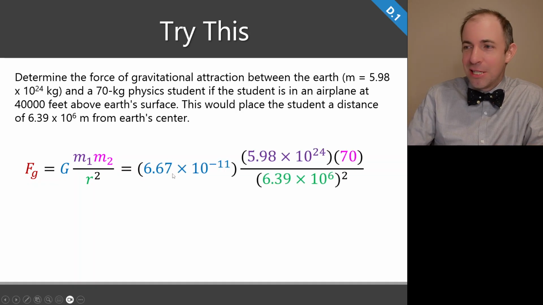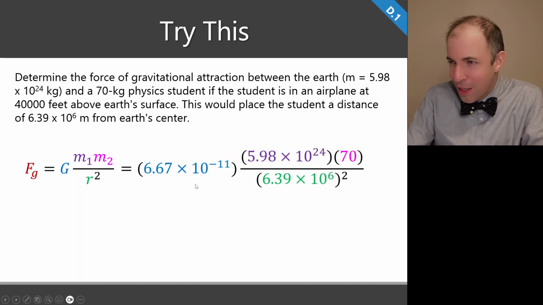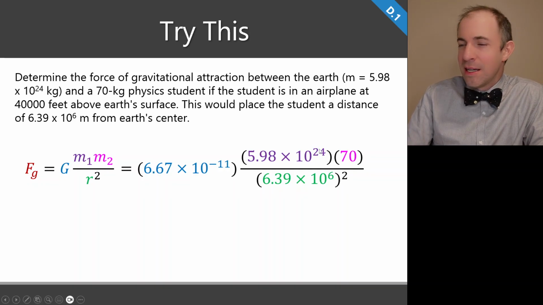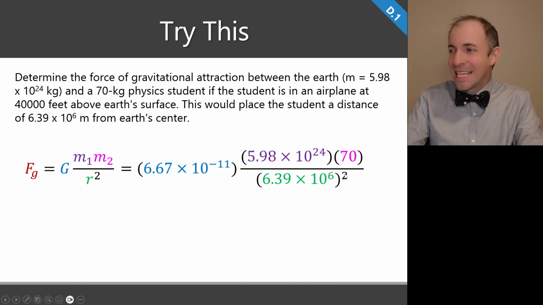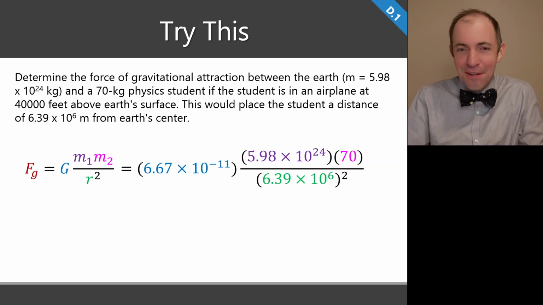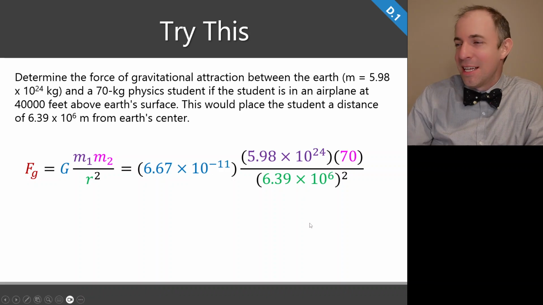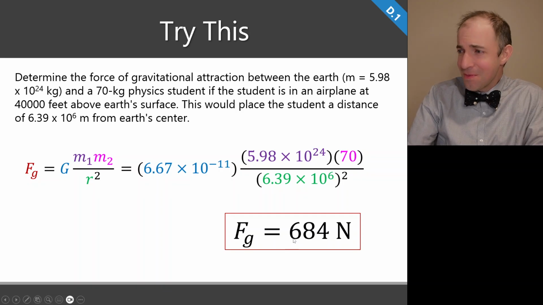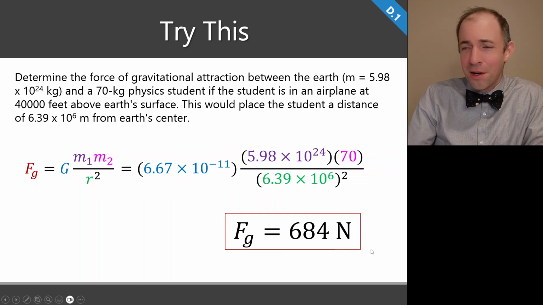Again, big G has a constant value that we can look up, 6.67 times 10 to the negative 11th, times the mass of the Earth times the mass of the student, divided by the distance squared. This one's extra important to make sure you're not forgetting that square, because when you have scientific notation, it's often easy to forget that you have to do another thing as well. If I do all of this, I will find that the force of gravity on that student is 684 newtons.